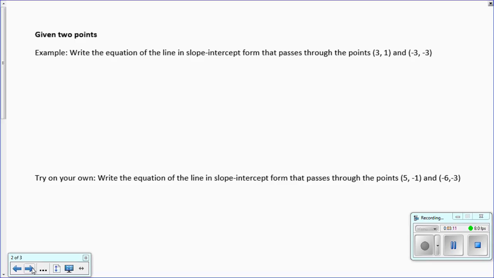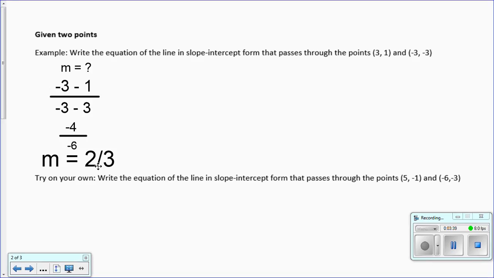Alright, next possible problem would be given 2 points. When you're given 2 points, they didn't give you the slope, they didn't give you the y-intercept. The very first thing you can do with 2 points is find the slope. We do y2 minus y1, so -3 minus 1 over -3 minus 3, which means I would get -4 over -6. Reduce that, so my slope is 2/3.